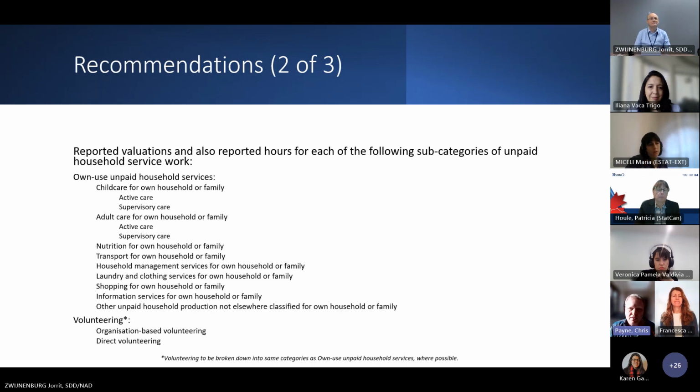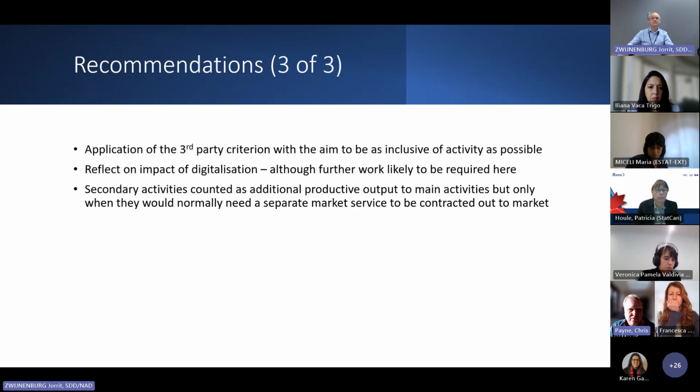These are the categories that are recommended in the guidance note itself. So you have the childcare and adult care broken down into active care and supervisory care as described. Also nutrition, transport, household management services, laundry and clothing, shopping, information services. That's the kind of digital DIY aspect, and then it's got a catch-all, other household production not elsewhere classified, and then the two volunteering categories there. So if you can go to the next slide, please, Jora.